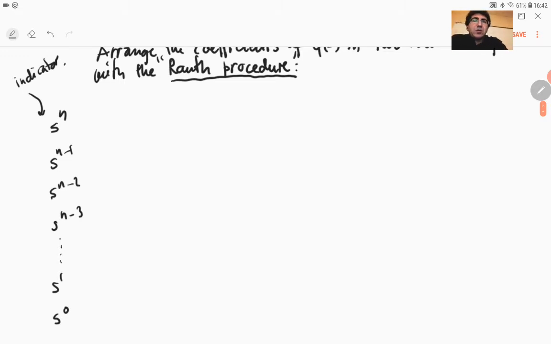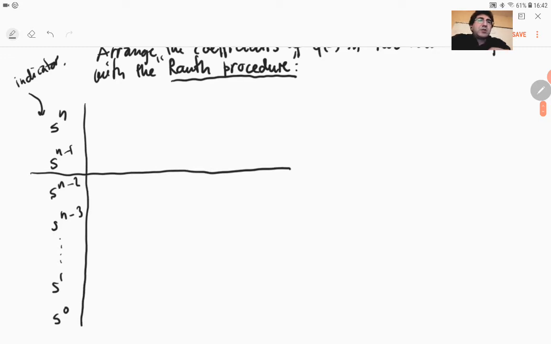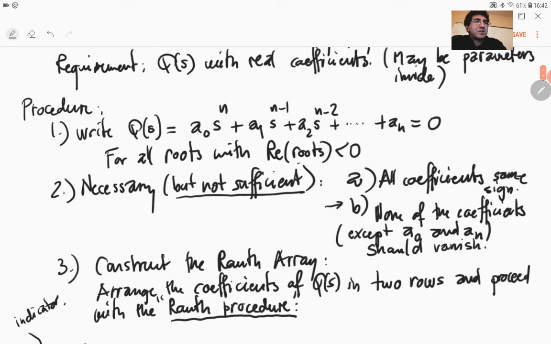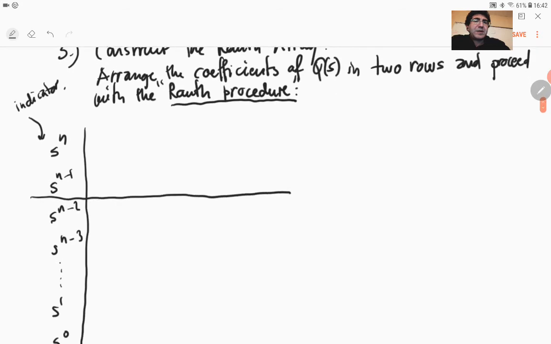Okay, so the first two rows are constructed from the polynomial. So we will use our coefficients. If we consider the coefficients here, starting from a0 to an, in these first two rows we will put the coefficients as such: a0 here, a1 over here, a2, a3, a4, a5, and you continue like this until you exhaust the entire polynomial.